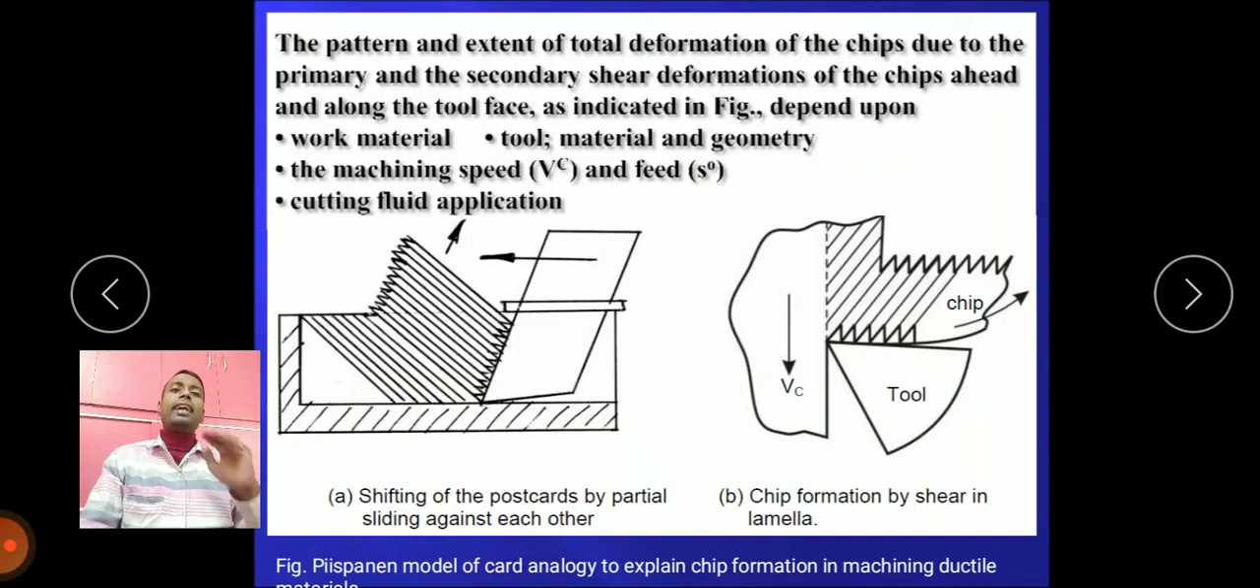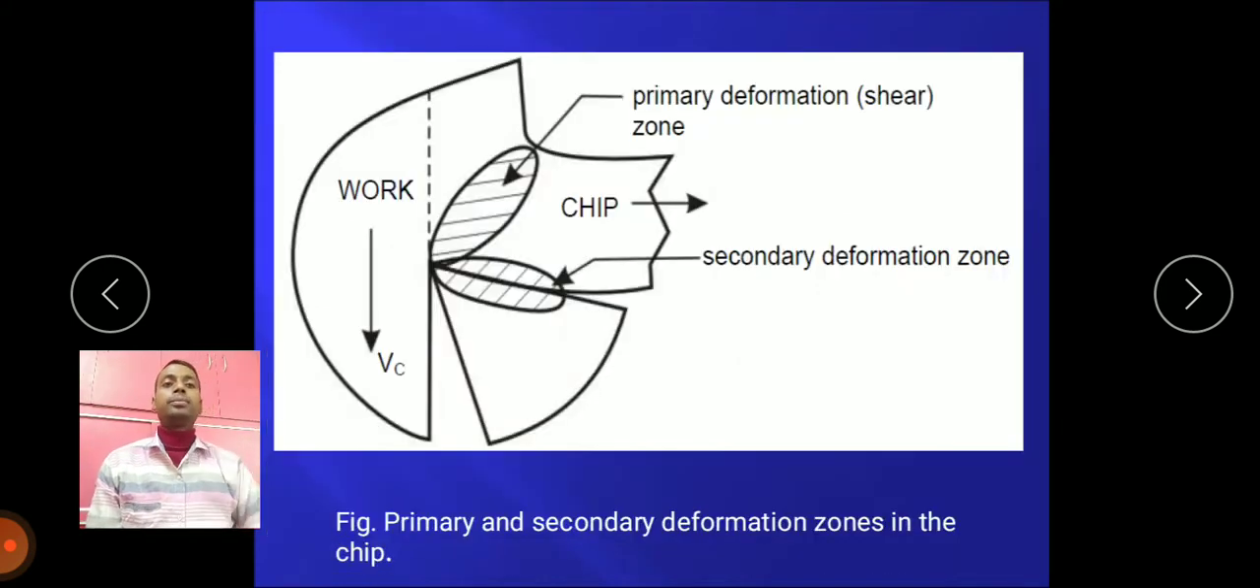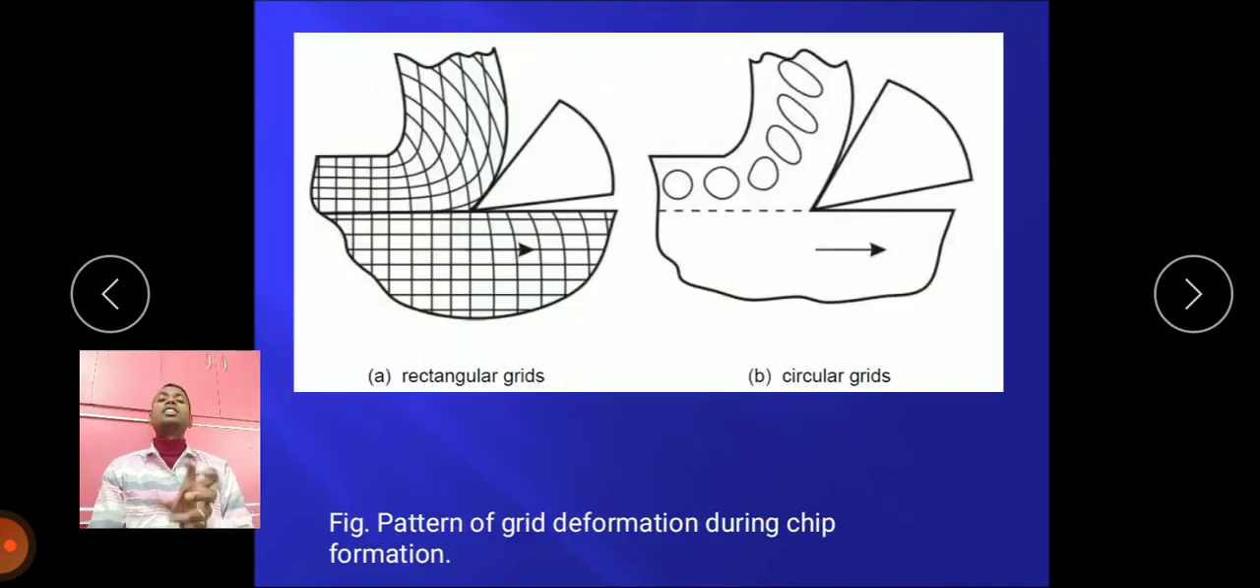The pattern and extent of total deformation of the chip is due to primary and secondary shear deformation of the chip ahead and along the tool face. This is the shift or post-cut type of sliding. This is chip form, shear, lamella, etc. One is the primary shear zone, one is the secondary shear zone. The primary shear zone is responsible for bending and the secondary shear zone is responsible for sticking or jamming. So many grain structures are there. This is actually seen in the material, whichever material we have selected.